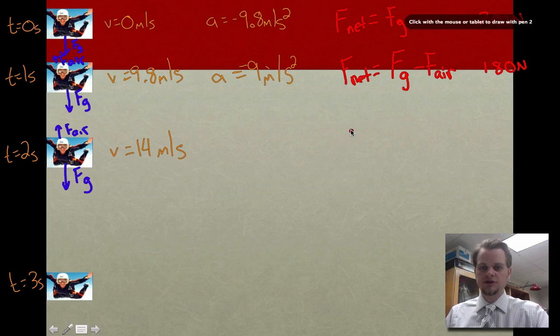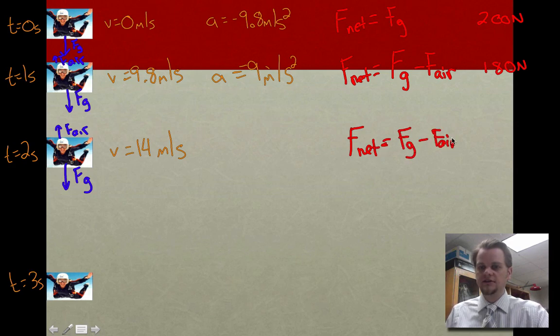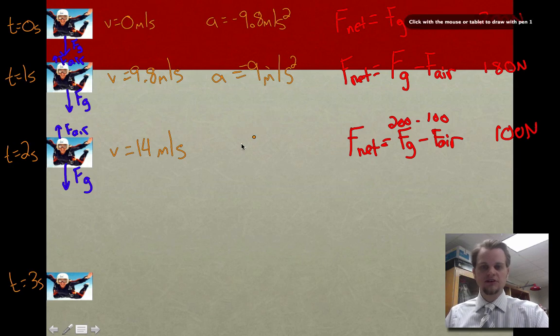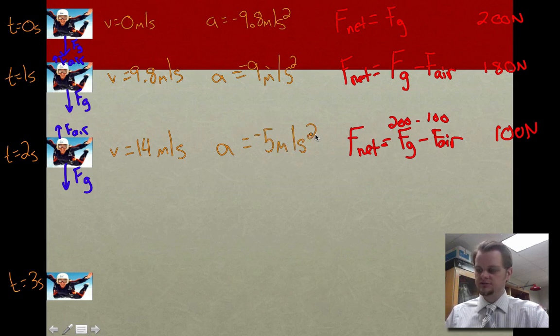That net force is still Fg minus F air. Let's say the force of gravity was 200. Now the force of air resistance is bigger. Instead of being 20 like it was up here, maybe now it's 100. So now the net force is only 100 newtons down, which means his acceleration is much less. Let's say maybe, I don't know, -5 meters per second squared. Just making these numbers up.